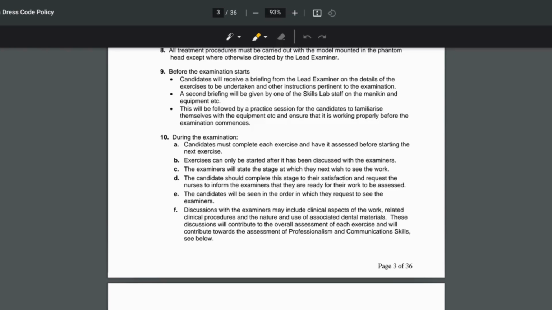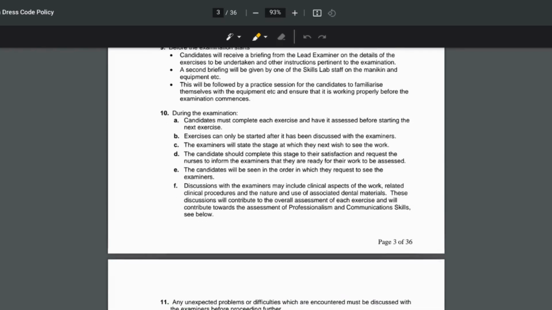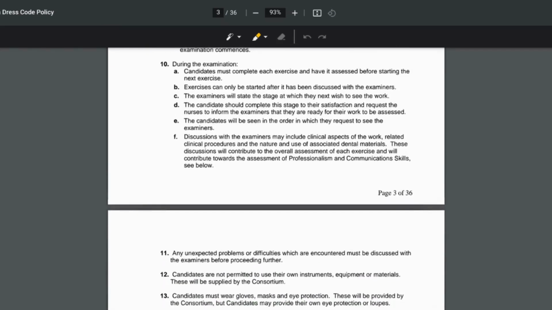During the examination, the candidate must complete each exercise and have it assessed before starting the next one. This is the thing: you start with one exercise, you tell your examiner which exercise you'll be doing, and then you finish it, show it to the examiner, and then start your next exercise. Not before that. Exercises can only be started after they have been discussed with the examiners.